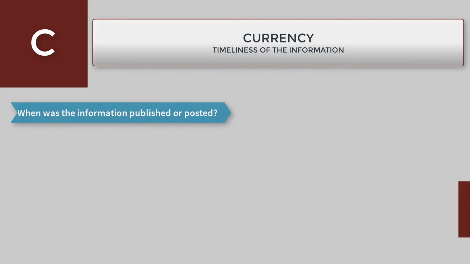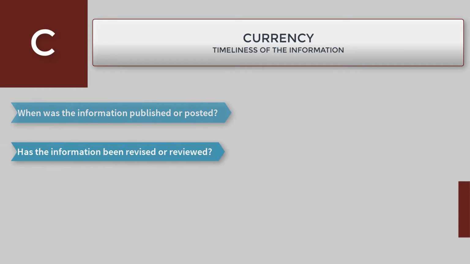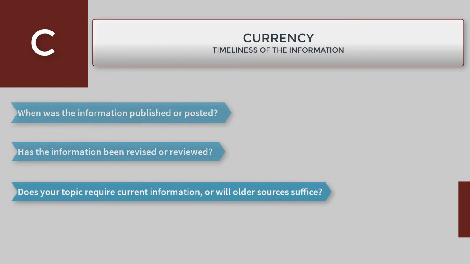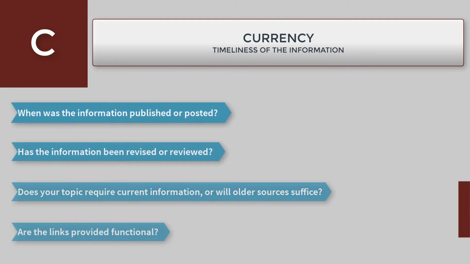When was the information published or posted? Has the information been revised or reviewed? Does your topic require current information, or will older resources suffice? Are the links provided functional? If you are evaluating a web resource, this is a particularly telling point, as broken links may indicate an older or ill-maintained website and therefore a less reliable resource.